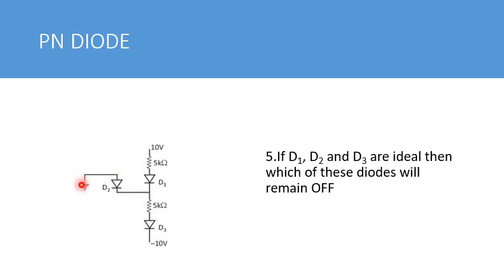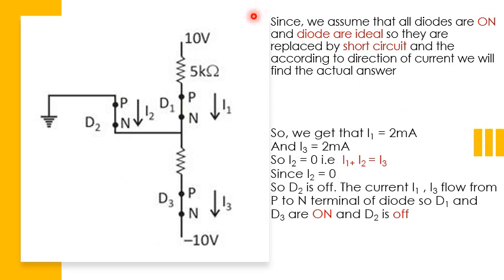Now I had given the ground potential, which is 0, right? Now we'll see which of these diodes will remain in the off condition and which will be in the on condition. We assume that all diodes are on, all are ideal, so they are all replaced by a short circuit, according to the direction of current.